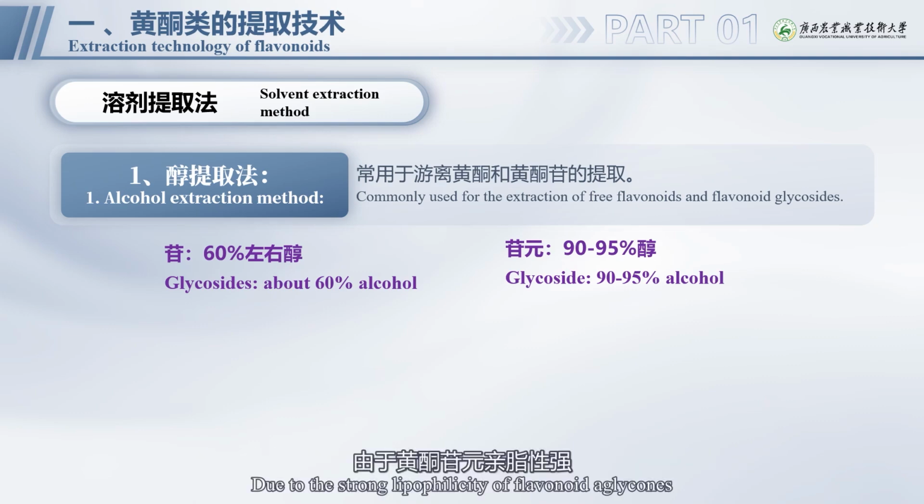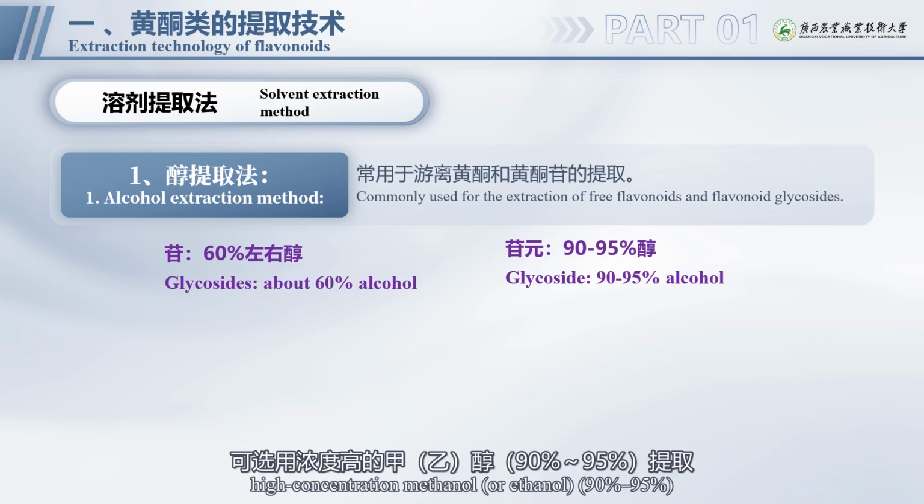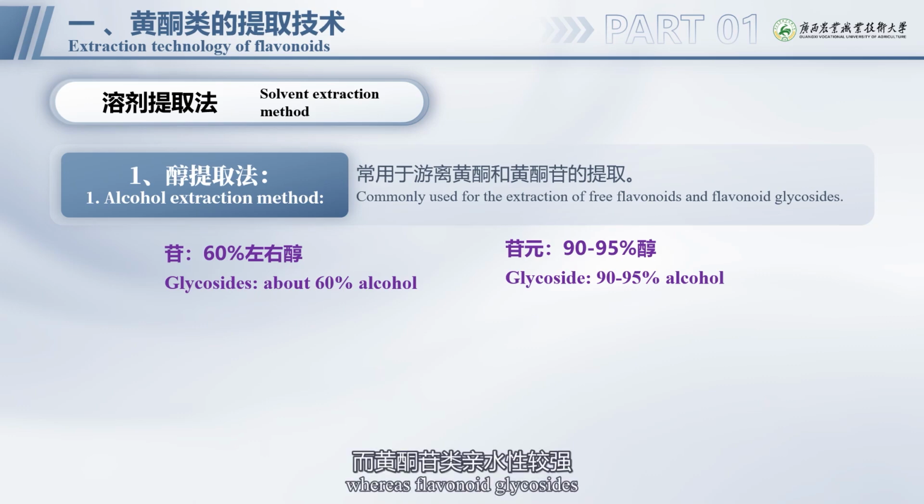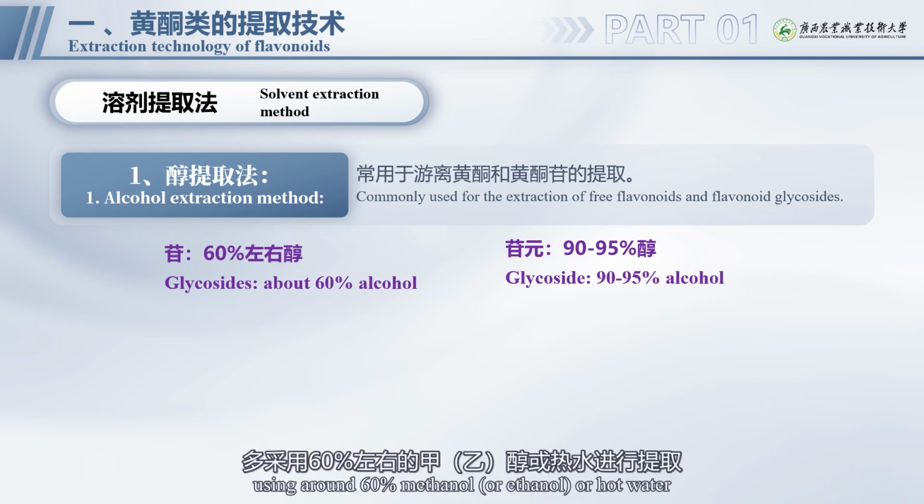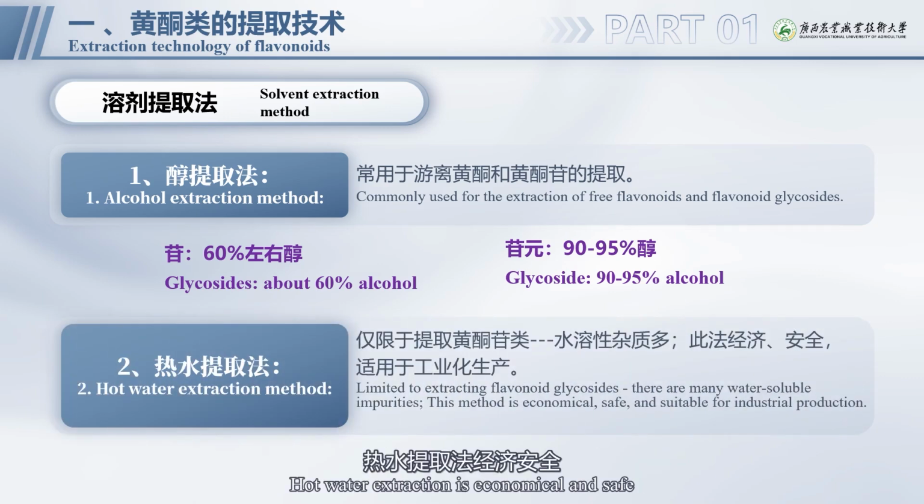Due to the strong lipophilicity of flavonoid aglycones, high concentration methanol or ethanol, 90%-95%, can be used for extraction. Whereas flavonoid glycosides, which are more hydrophilic, are often extracted using around 60% methanol or ethanol, or hot water. Hot water extraction is economical and safe, suitable for industrial production, and is generally only used for extracting flavonoid glycosides.